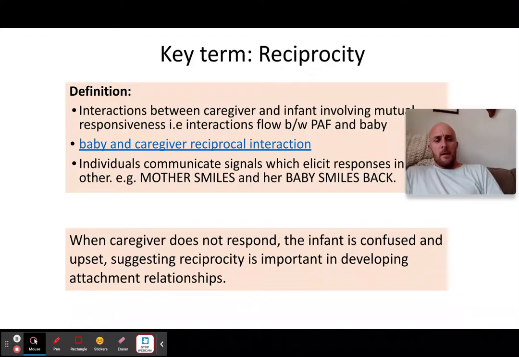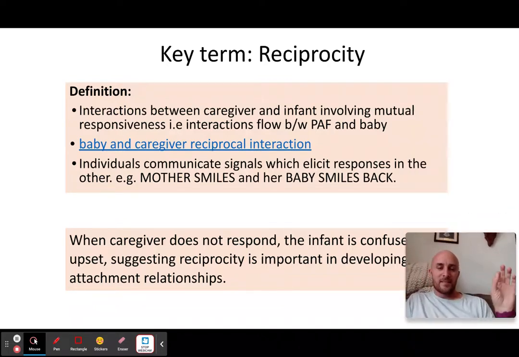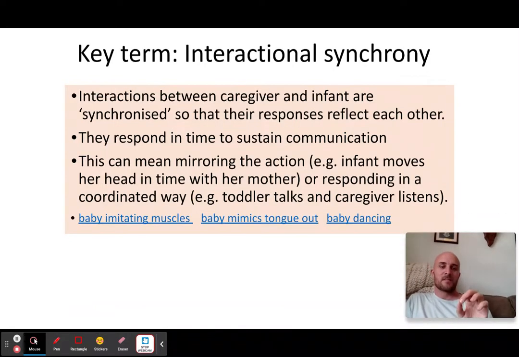So reciprocity is quite important, and we can see this when we take reciprocity away. The very slight difference, interactional synchrony, is when the behaviors or the interactions between the caregiver and the infant are done at the same time. So they are in synchrony with each other. They are synchronized. They are done at the same time.